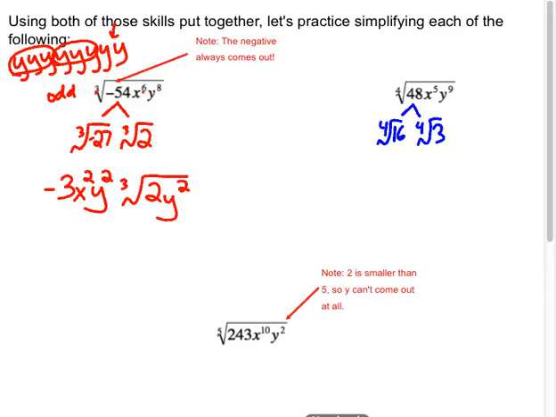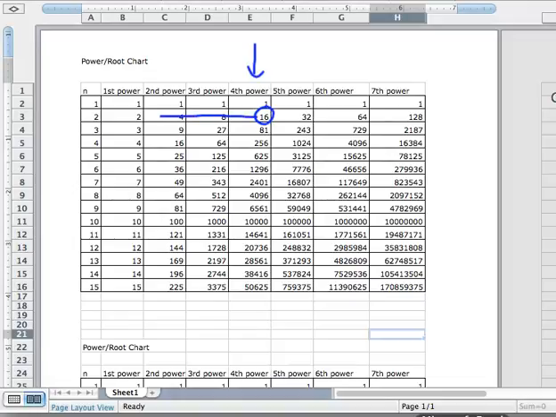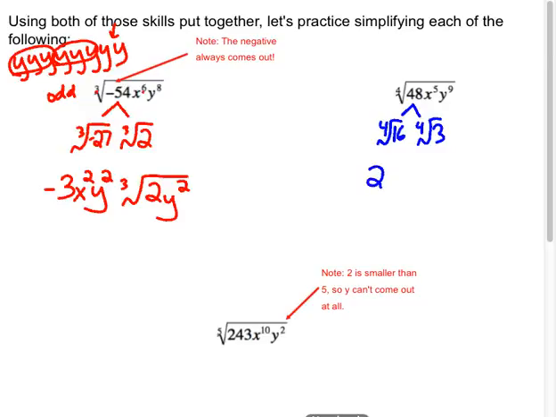And what is the fourth root of 16? Well, according to my chart here, the fourth root of 16 is 2. So this is going to be a 2, and then the 3 can't break out at all. Now I start looking at my variables. So 4 doesn't go into 5 nicely. So let's take a look at how many times can 4 go into 5? Well, I can make one group of 4, and then there's one leftover piece that has to stay inside.